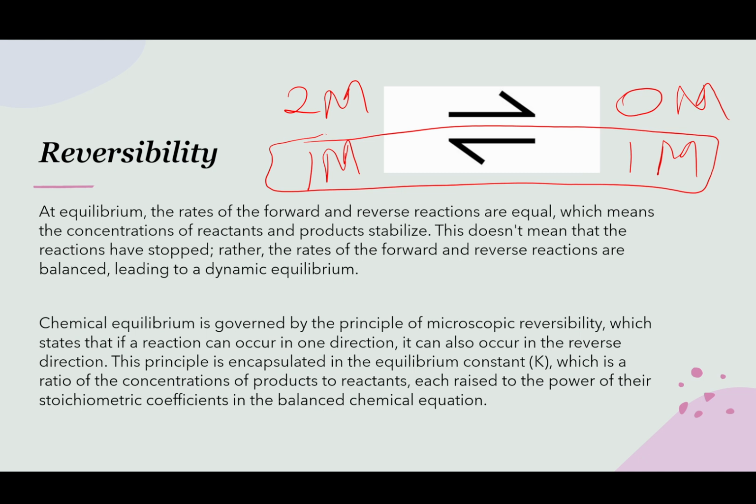So let's have a look at this. It doesn't generally mean that the reaction has stopped, rather that the rates of the forward and reverse reactions are balanced, leading to a dynamic equilibrium. I prefer the word balanced over the word equal, but I put the word equal there because at the CAPE level, a lot of persons tend to accept the word equal. But please remember, it does not have to be equal rates. It can just be balanced. Any questions or concerns so far?